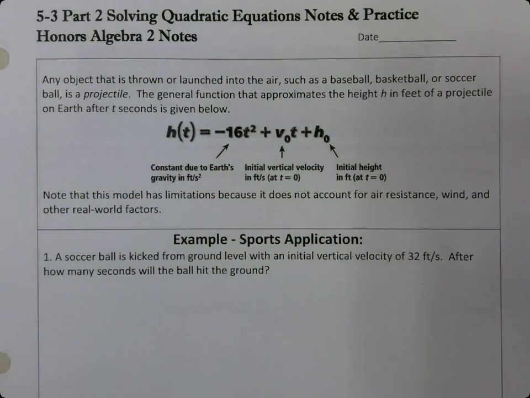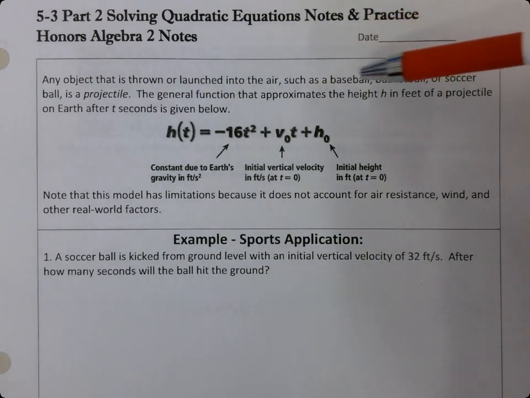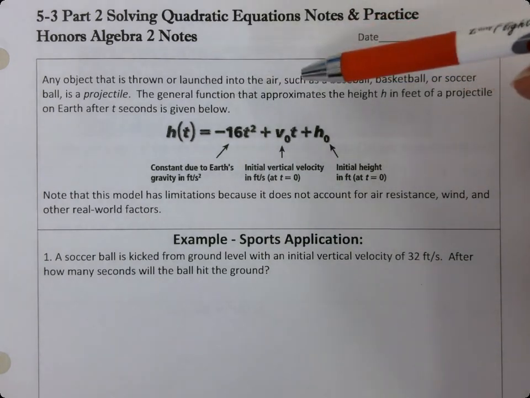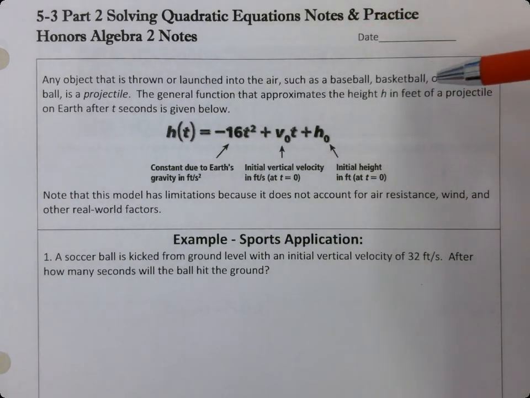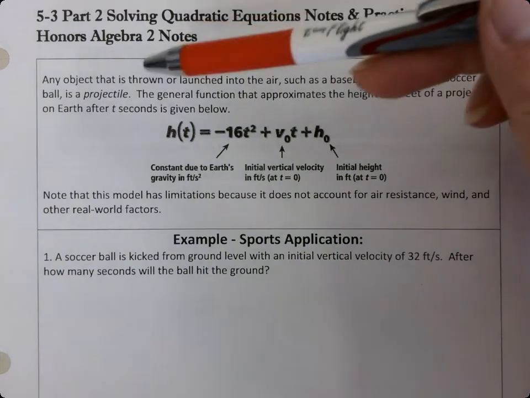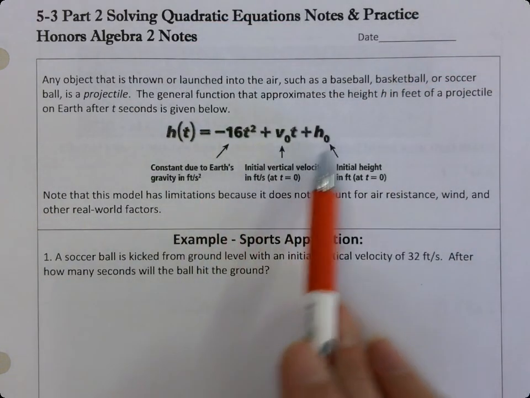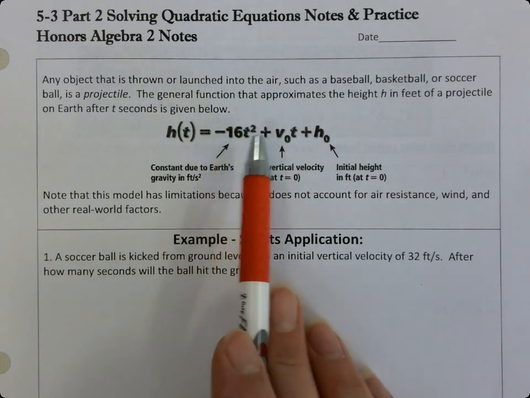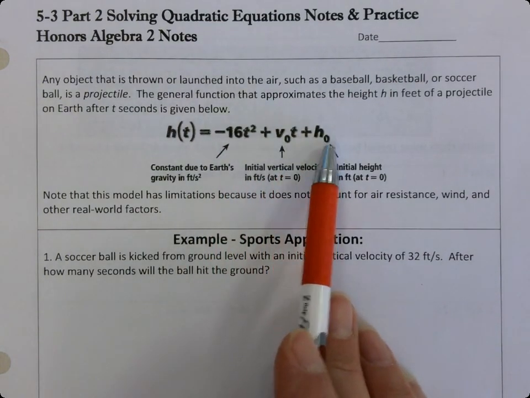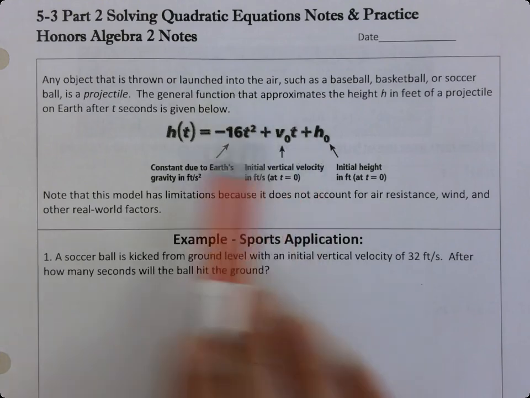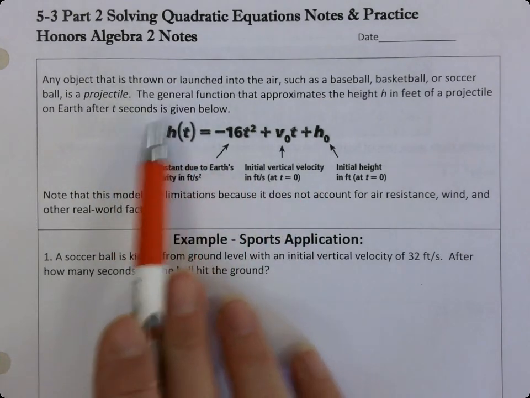Any object thrown or launched in the air, such as a baseball, basketball, soccer ball, is a projectile. The general function that approximates the height h in feet of a projectile on Earth after t seconds is given below. So this is your quadratic function. See the ax squared plus bx plus c. T stands for time, and we're talking in seconds, and h is the height of the object.